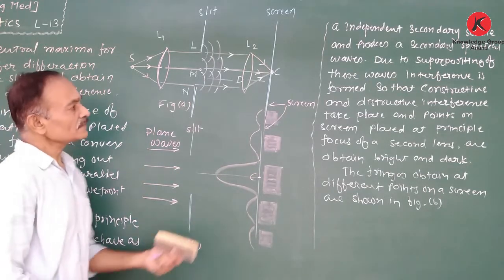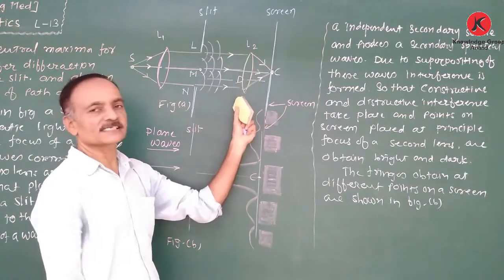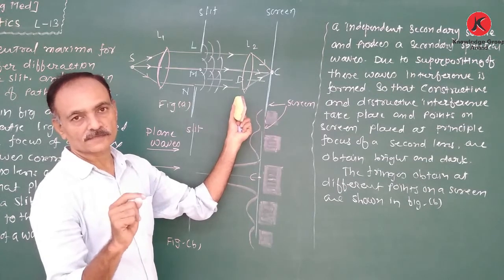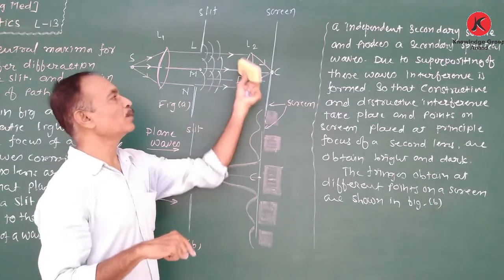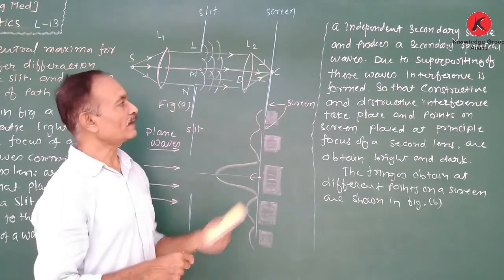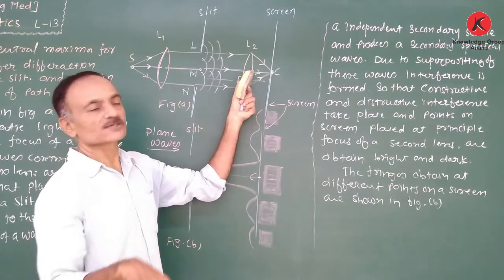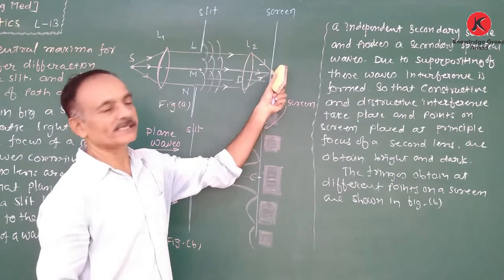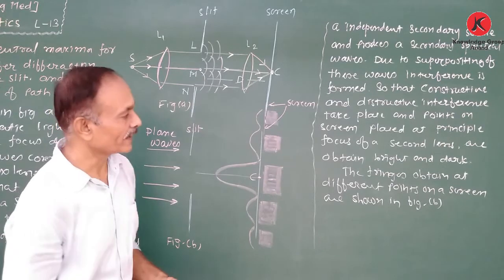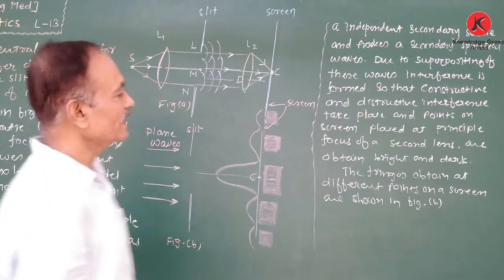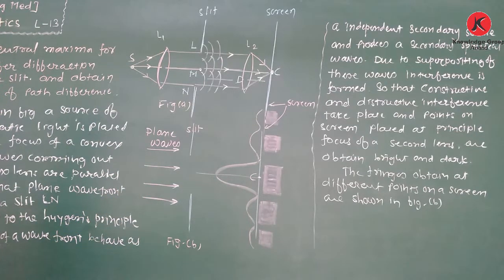Now listen. Here the screen is placed at the principal focus of a second lens. This second lens is not shown in your textbook, but it is how these waves, after superposition, focus at a particular point. According to the position of the second convex lens, we can focus this superposed wave at a particular point on the screen. Clear? Okay, so that is the arrangement of the Fraunhofer diffraction by a single slit.